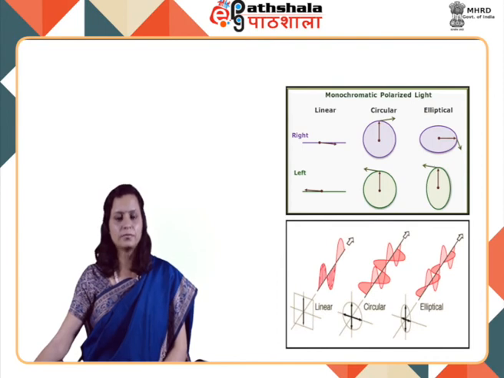Two plane light waves with equal amplitude and differing in phase by 90 degrees generate circularly polarized light. However, two plane light waves with different amplitudes and differing in phase by more than or less than 90 degrees produce elliptically polarized light. The difference between linearly, circularly and elliptically polarized light can be understood by looking here.